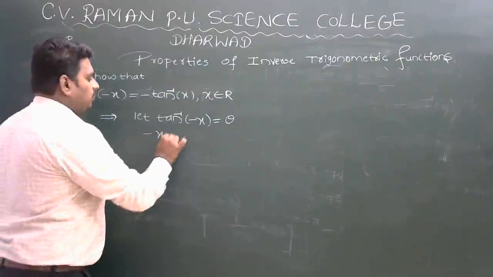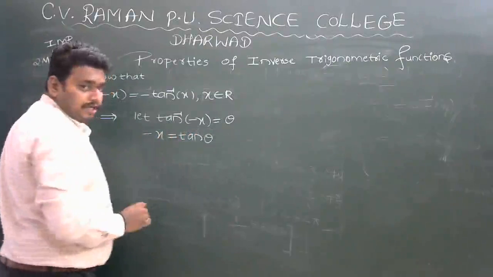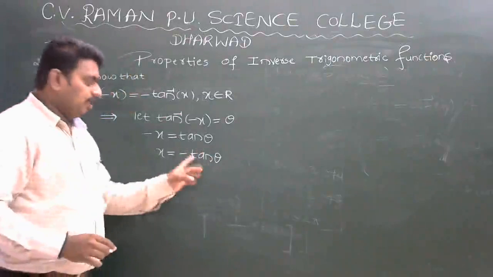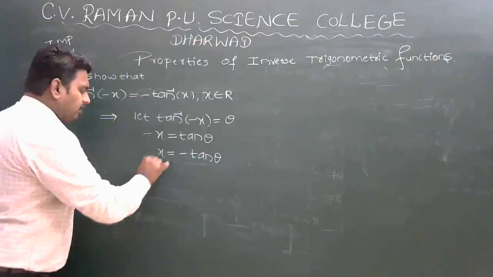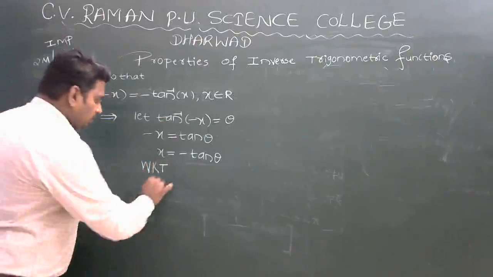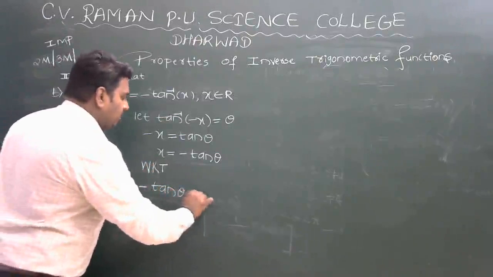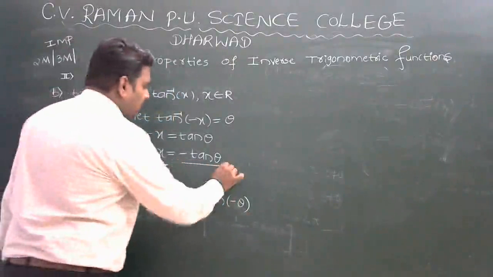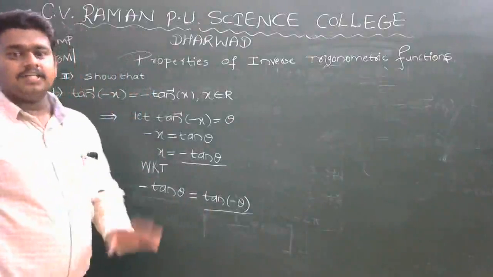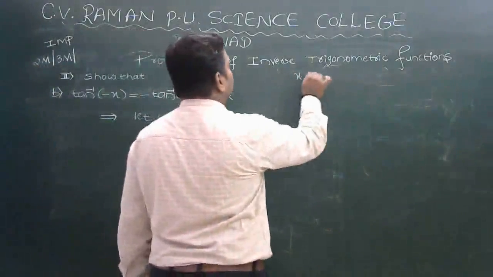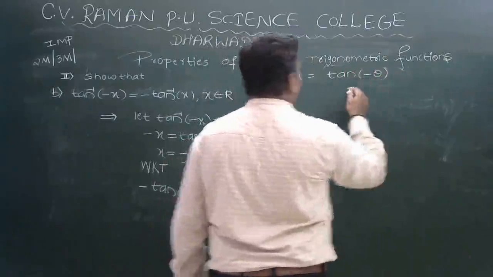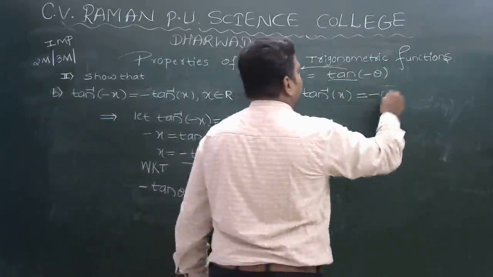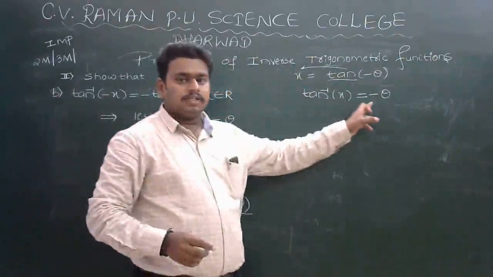So minus x equals tan theta, so x equals minus tan theta. Again we use the first year result here: tan of minus theta equals minus tan theta. So x equals tan of minus theta. Shift this tan to this side: tan inverse of x equals minus theta.